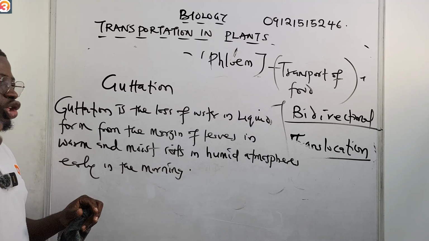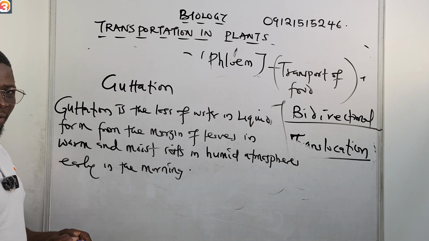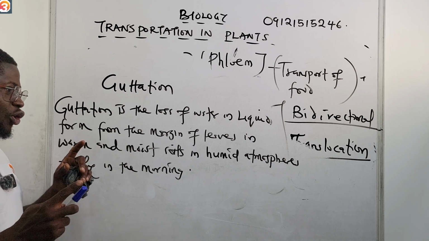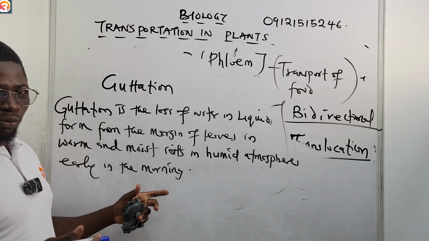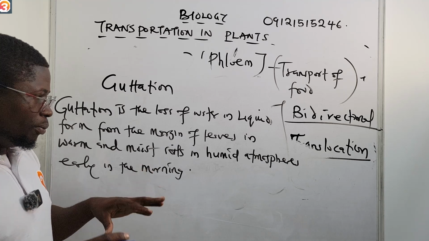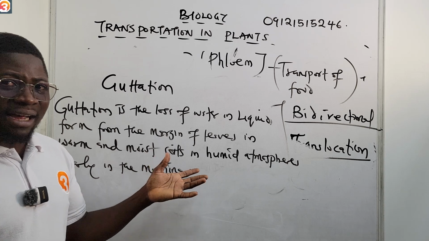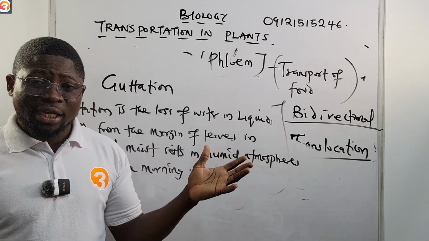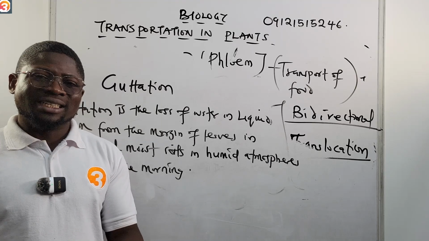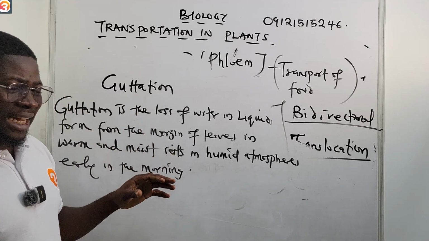Guttation, we say, is the loss of water in liquid form from the margin of leaves of plants in warm and moist soils in humid atmosphere early in the morning. So massive loss of water happens in liquid form, very early in the morning. If you go outside very early in the morning, you will see water on top of plants. That is massive loss of water. That is guttation.